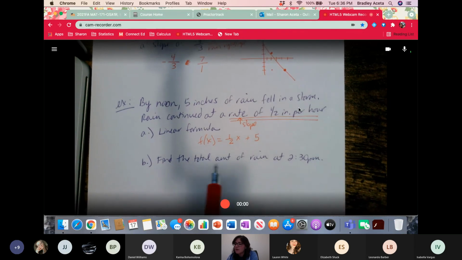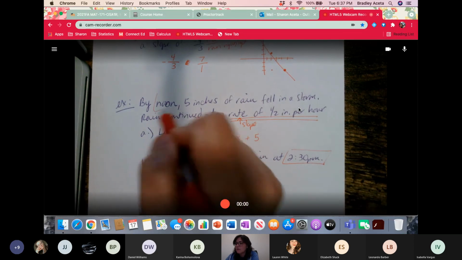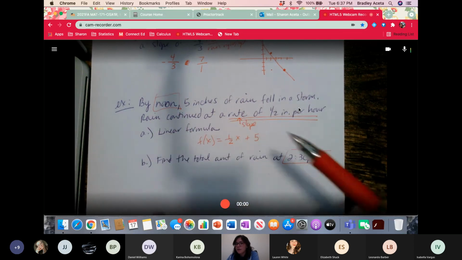Then the question says, find the total amount of rain at 2:30. So we are working with time here.